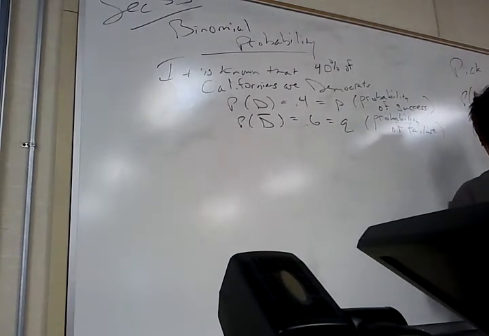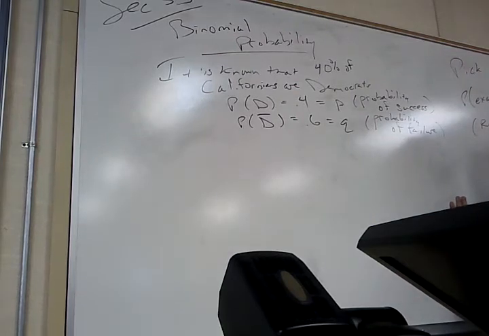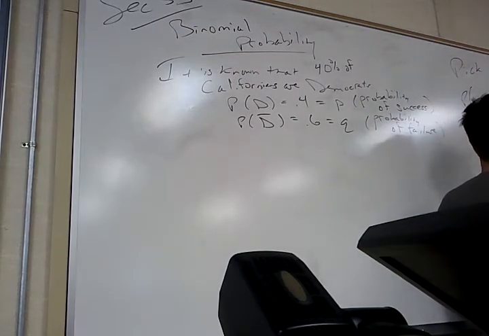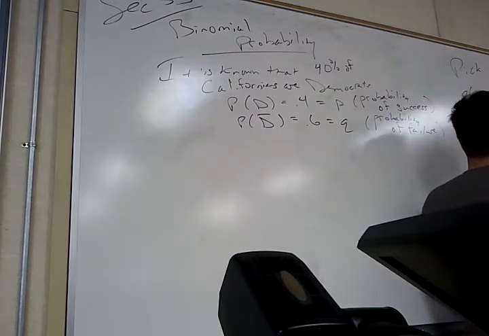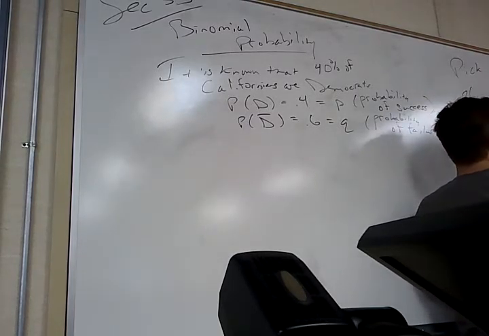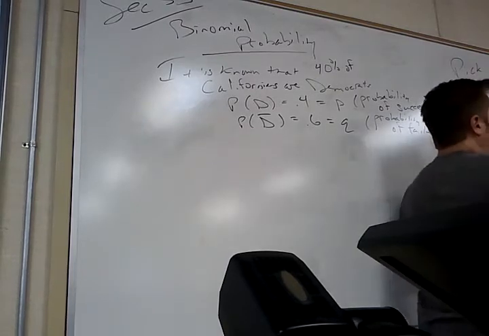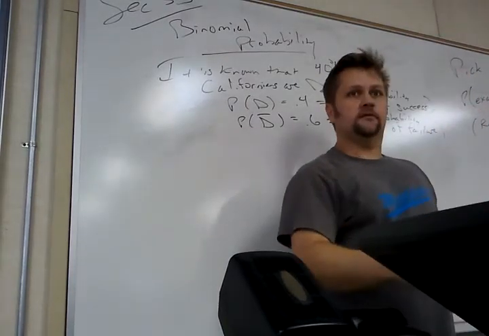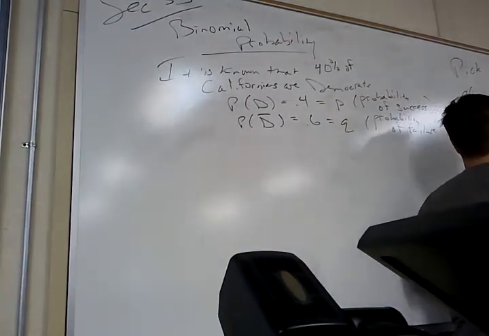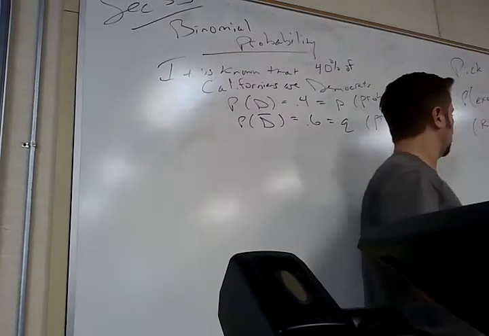If I said probably first Democrat, last 4 not Democrat, how would that look? 0.4 times 0.6 to the third. Yeah, 0.4 for the first to be a Democrat, and then 0.6 4 more times, right? So it'd be 0.4 times 0.6 to the 4th. And look at this. Why does this make sense?